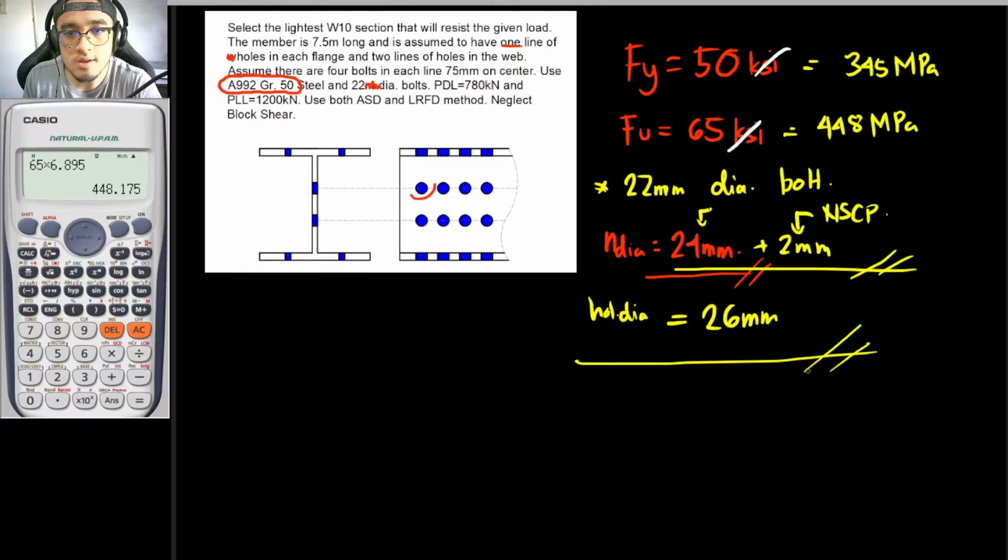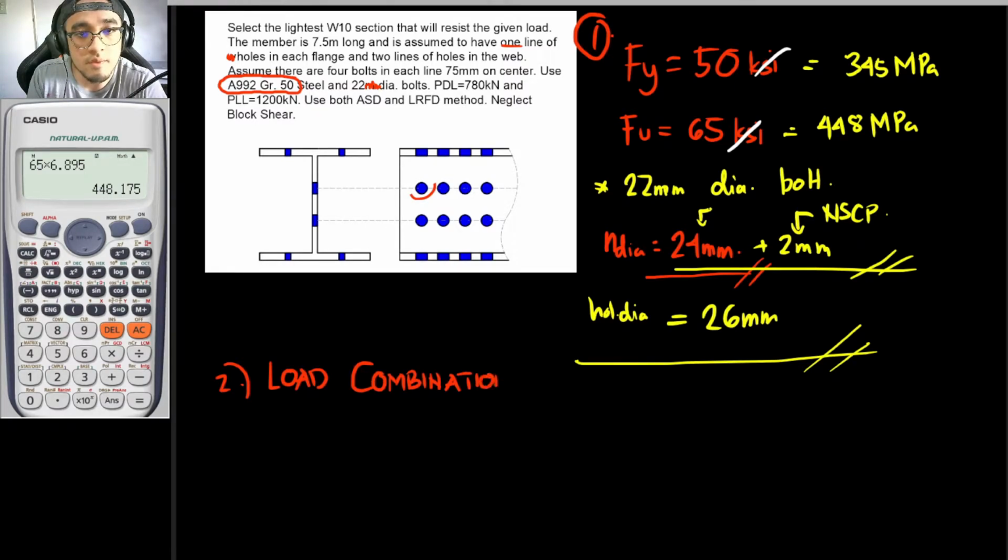Okay, so what else? I think we are already done with our part 1, which is list parameters. Okay, so for our second step, guys, what we would be doing here is that we would be getting the load combinations. And from that, guys, our dead load that is listed here, DL, is to be equal to 780 kilonewtons. And for our point live load, that is to be 1,200 kilonewtons.